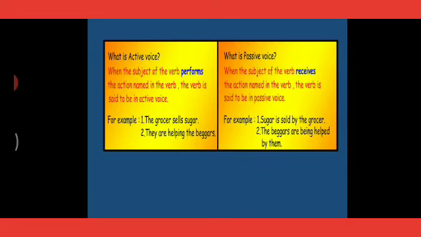Now I just told you that subject will become object and object will become subject. So how will you convert it? The beggars, which is the object in active voice, in passive voice is at the first position, object to subject. The beggars are being helped by them. They was the subject in active voice; here in passive voice it is them. Don't worry, there are more examples, more slides which will help you understand it better.